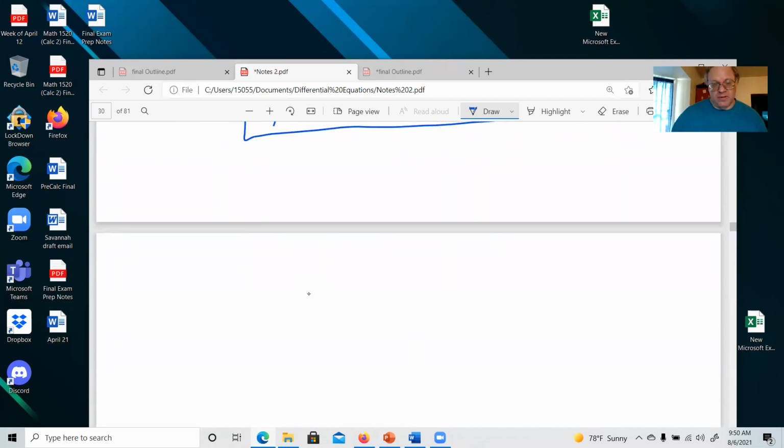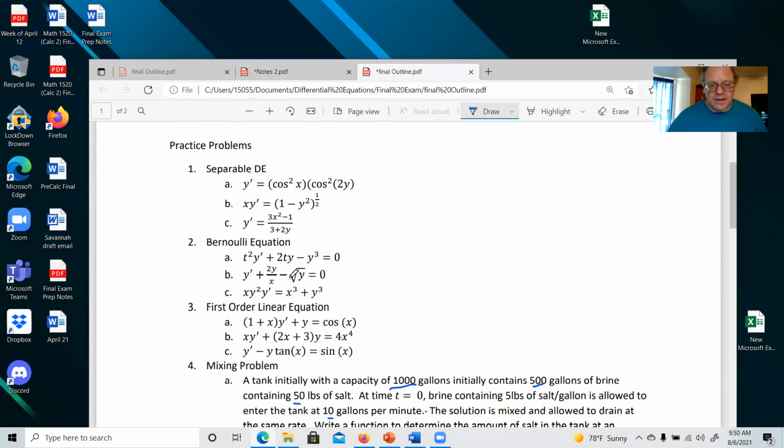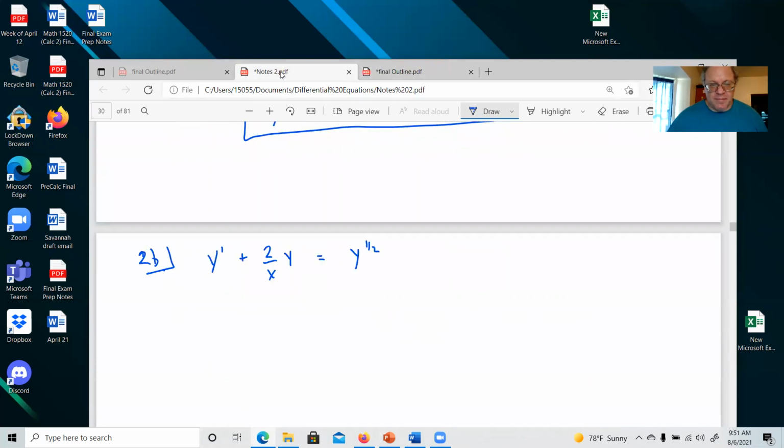Okay, let's look at part B. This is, I think, 2b here. I wrote this down so I don't have to deal with this. So this was y tick plus 2 over x y is equal to y to the 1/2. Did I really make it that easy? I did. There's a minus here, but again, we're going to put this in standard form. So we had a minus y to the 1/2. First thing we're going to do is push it over.